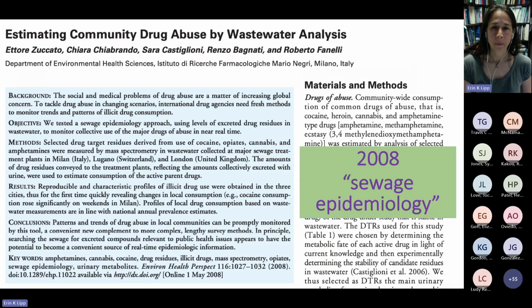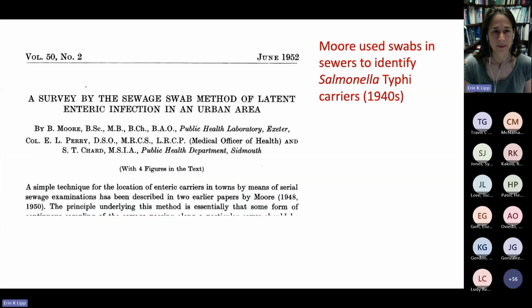And when you look back at the first idea of sewage epidemiology, wastewater-based epidemiology, it was really based in this idea of looking at drug abuse and opioids. The first use that I have found of this terminology, sewage epidemiology, was in 2008. And since then, it's really taken off. But the idea of using sewage to track what's happening in a population has been around for a lot longer than that. It's just become more formalized.